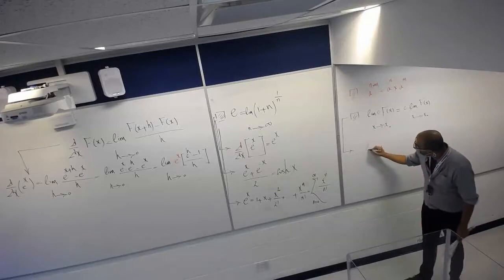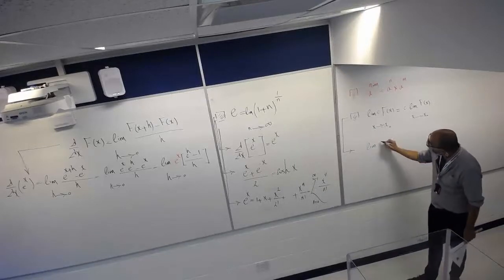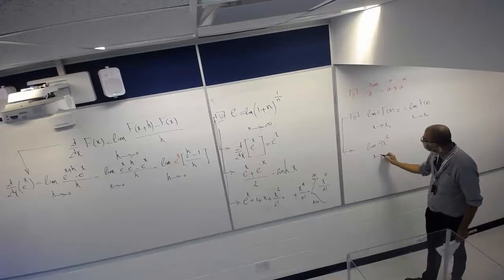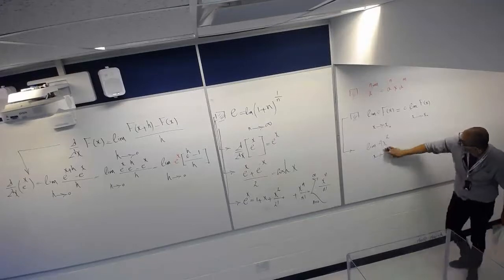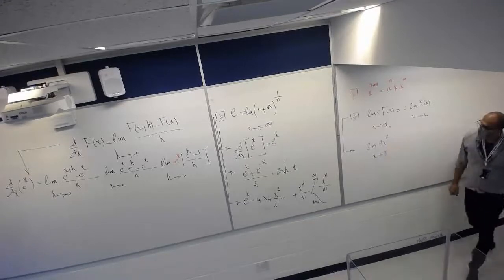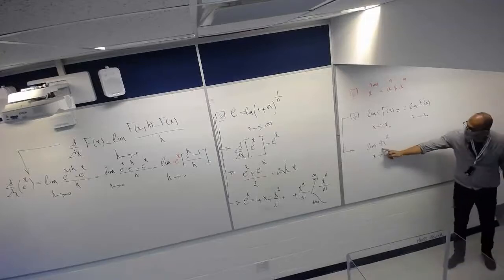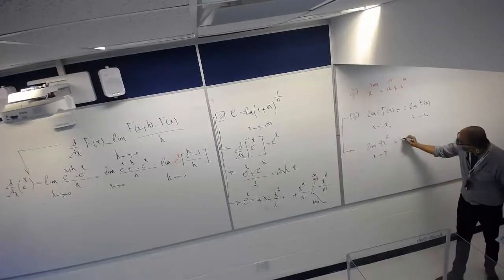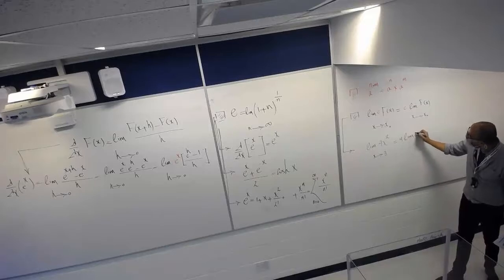And you say that the limit, for example, of 4x to the power 2, when x goes to 2. Look at this. 4 is a constant. Then you say that, for example, you can write 4 times the limit of x squared, x goes to 3.